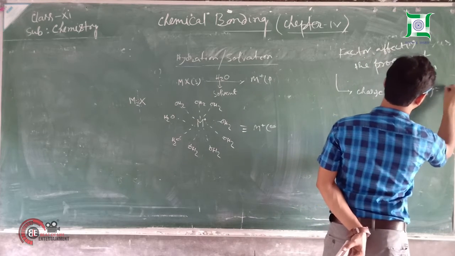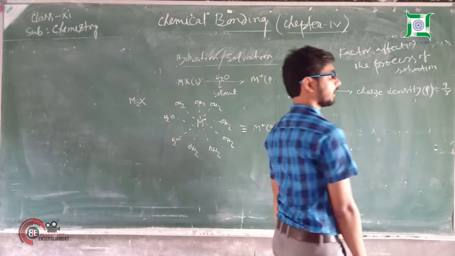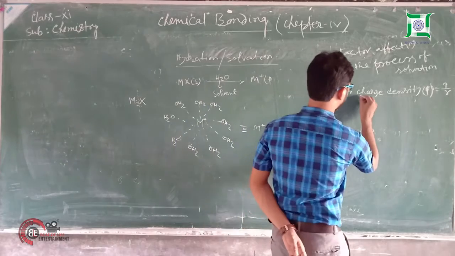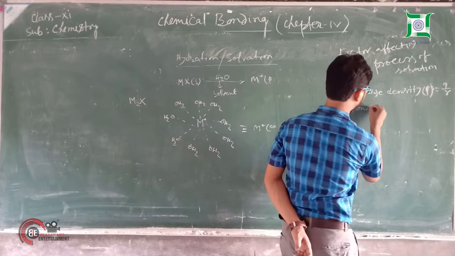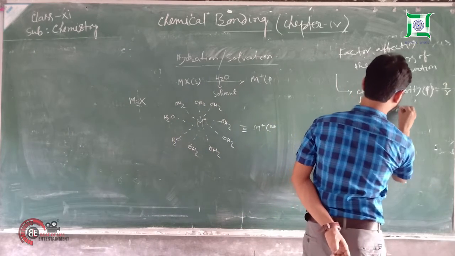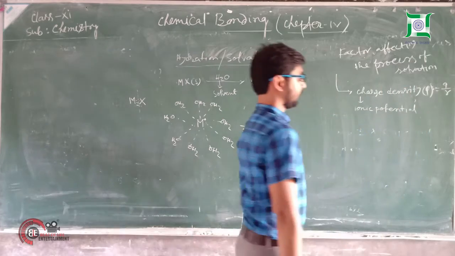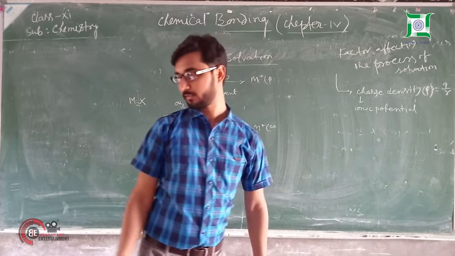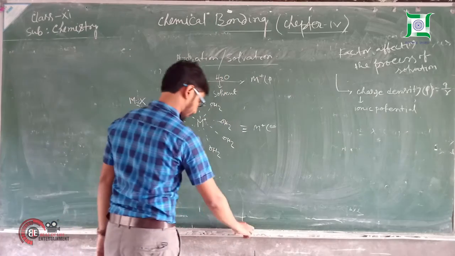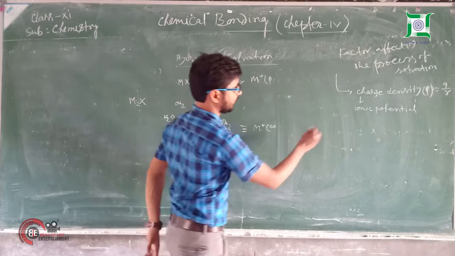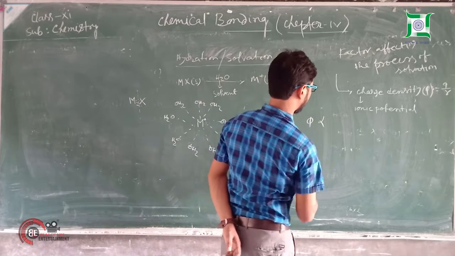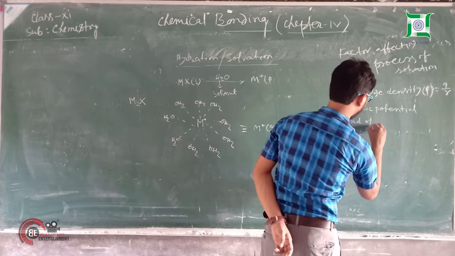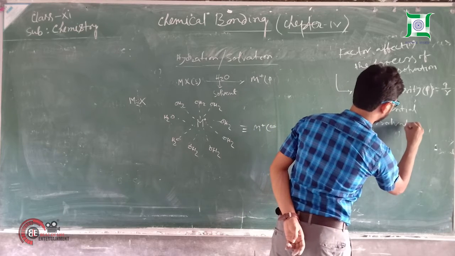Phi equal to Q by R. That is ionic potential, which can also be called ionic potential. Greater the value of ionic potential, greater will be the extent of solvation. That means phi is directly proportional to the extent of solvation.